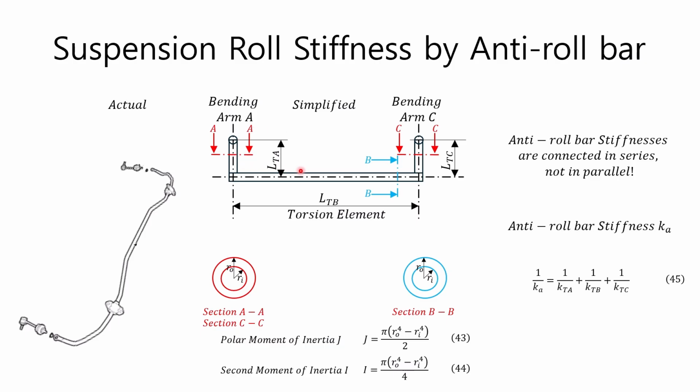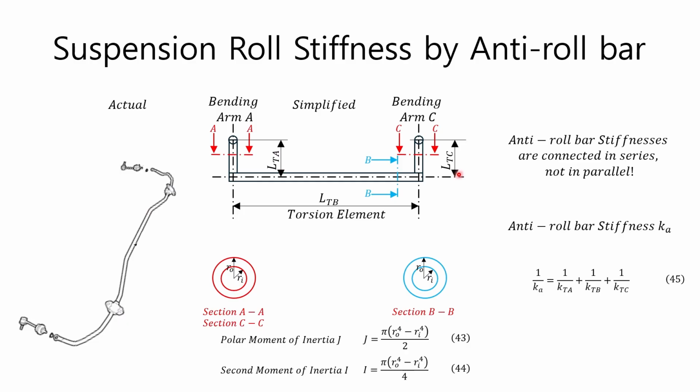In the middle figure, the anti-roll bar can be largely divided into three parts based on its function. There are two bending arms, one on each end, and a relatively long torsion element in the middle. The torsion element receives only a torsional force, and its central axis does not change even when the force is applied.